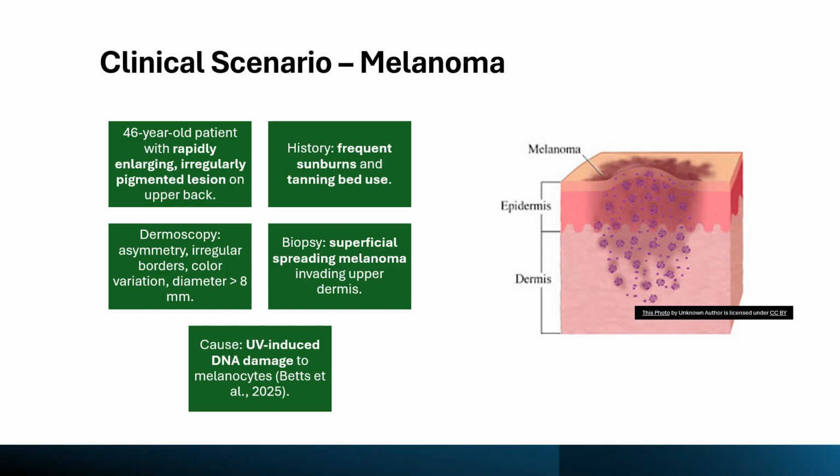Dermoscopy shows asymmetry, irregular borders, color variation, and a diameter greater than 8 millimeters. A biopsy confirms superficial spreading melanoma that has begun invading the upper dermis. The underlying cause is UV-induced DNA damage to melanocytes.